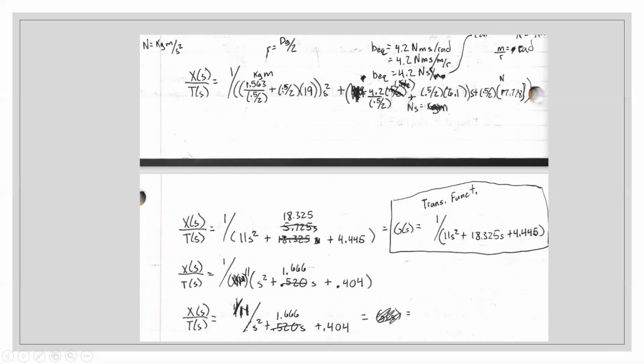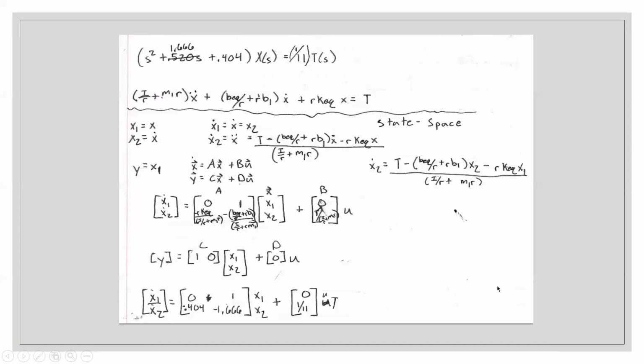So we simplify these fractions over here. We get X(s) over T(s) is equal to 1 over 11 s squared plus 18.325 s plus 4.445. And that's going to be our transfer function. I simplified it down more by taking out the 11 to put a 1 as the coefficient of the highest power down here, so that would be easier to put into the state space form.